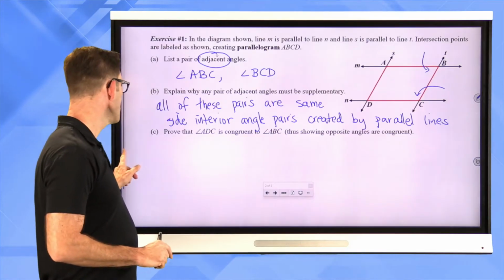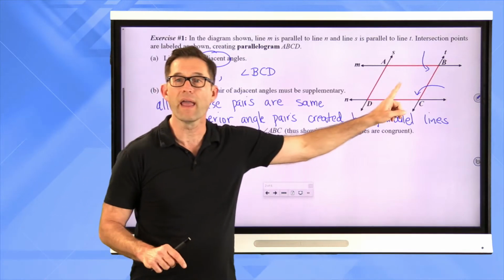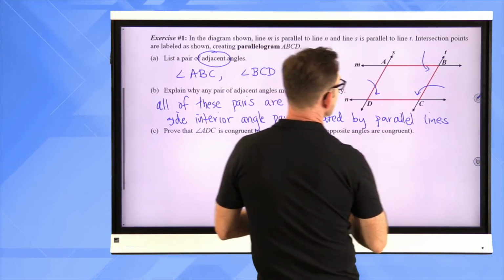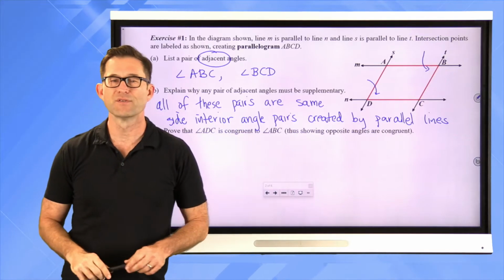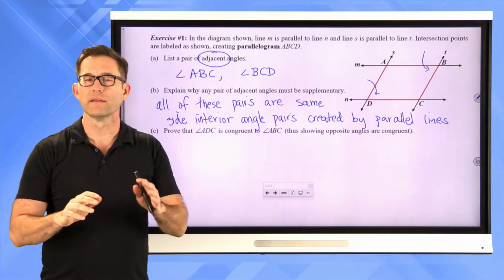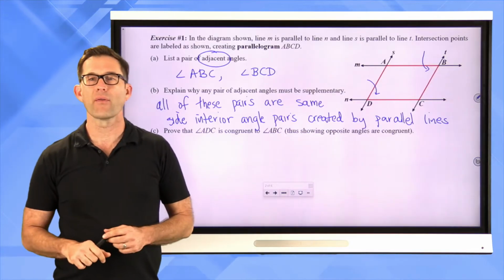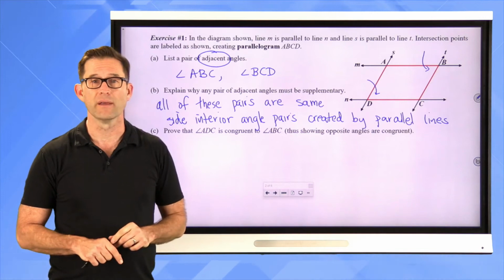Now let's look at something that's equally as important, letter C. Prove that angle ADC is congruent to angle ABC, thus showing opposite angles are congruent. In other words, I want to prove that angle ADC, which is this one here, is congruent to angle ABC, which is that one up there. All right. So I'd like you to pause the video now. We made almost this identical argument in our last lesson. See if you can remember how that argument goes, and keep in mind what you're going to be using is what we just learned about in letter B.